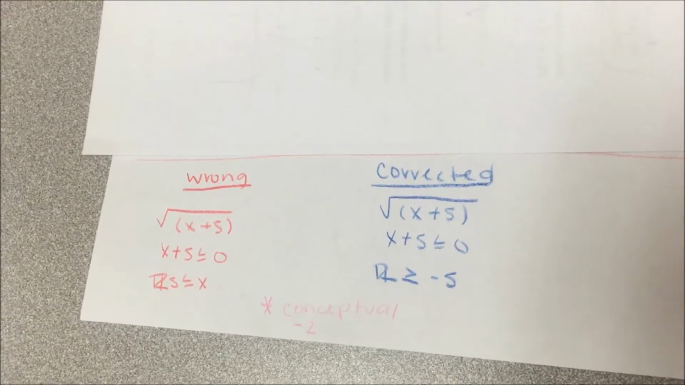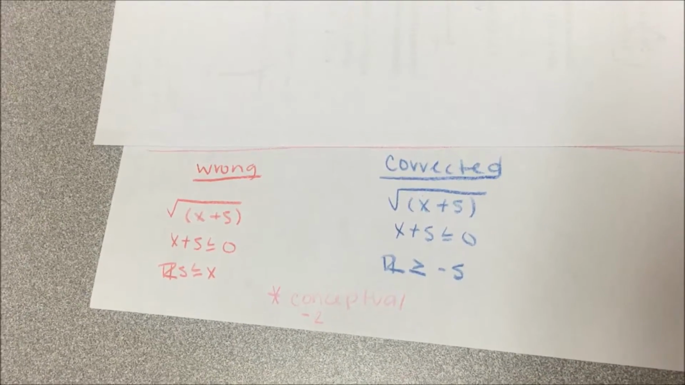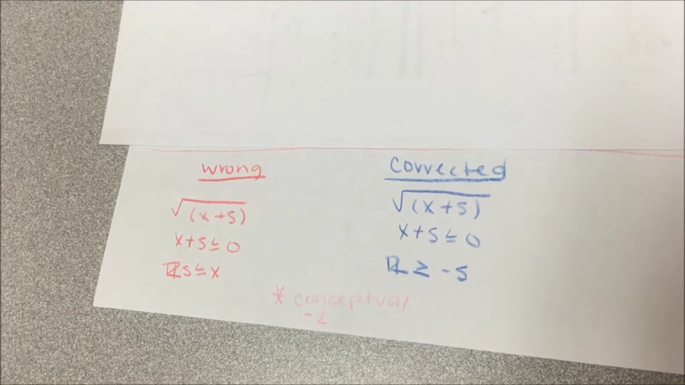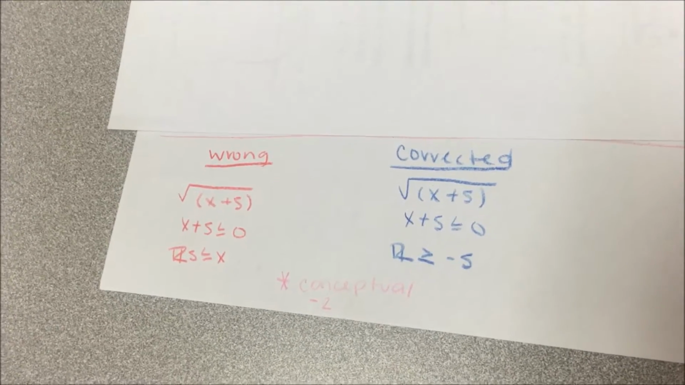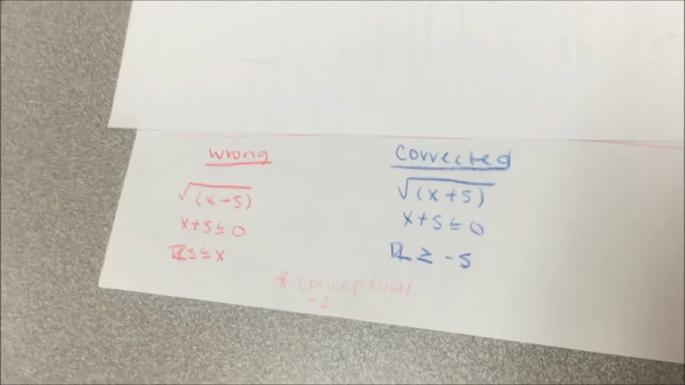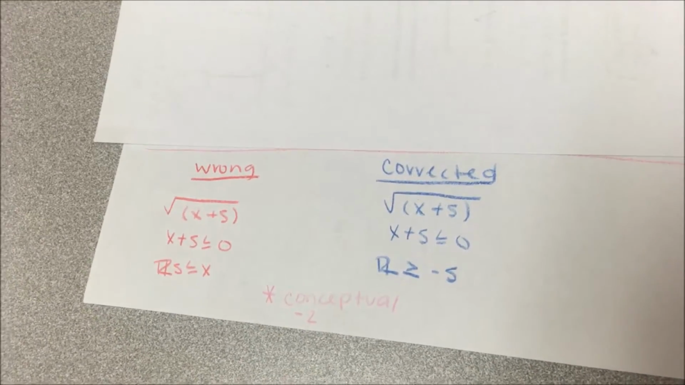I'm going to pick conceptual for 200, please. Conceptual, minus 2. The square root of x plus 5. x plus 5 is less than or equal to 0. All real numbers are greater than or less than or equal to x. Let's see what they did wrong.